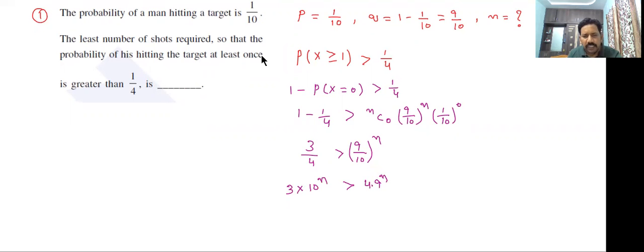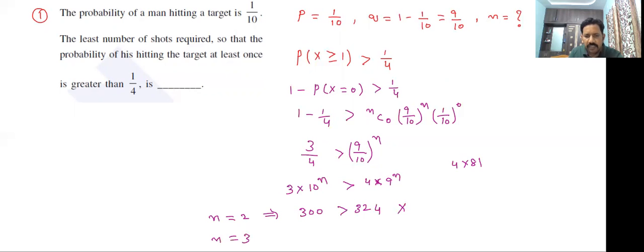Now verify, if we take n is equal to 2, then what happens? See, 10 square is 100, 100 into 3 is 300, is it greater than 4 into 9 square, means 81? 4 into 81, how much students? 4 ones are 4, 4 eights are 32, so 324. 300 is greater than 324? In this case, the condition is failed.